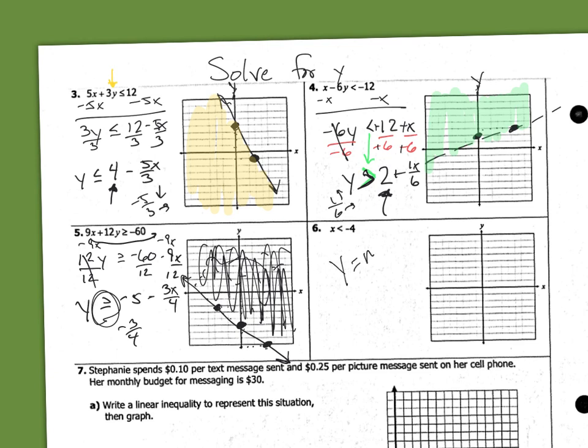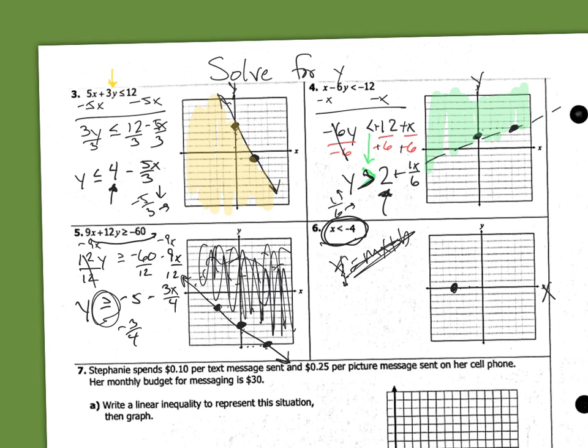Y equals mx plus b. Well, we don't have a y. The x is not next to a number. We can't use this. So this is the other form that we're going to see these lines in. When you have x equals a number, it is a vertical line. I know it's not equal. So go to your x-axis and go to negative 4. And then think about, well, where else is x negative 4?